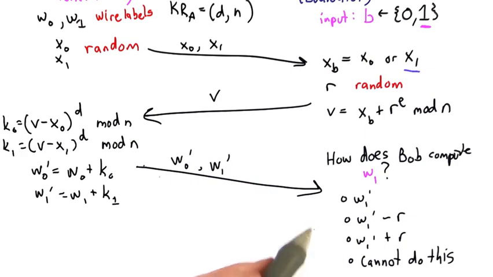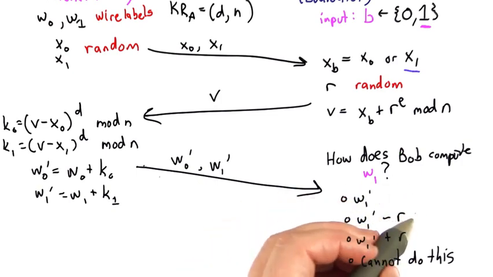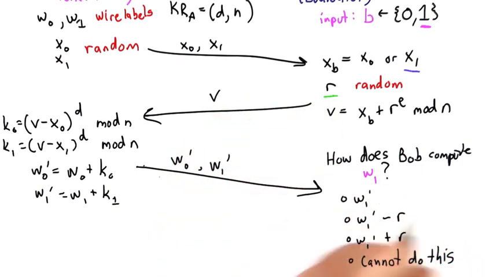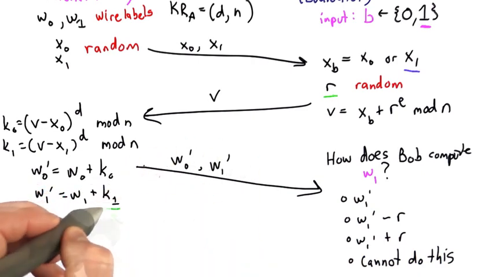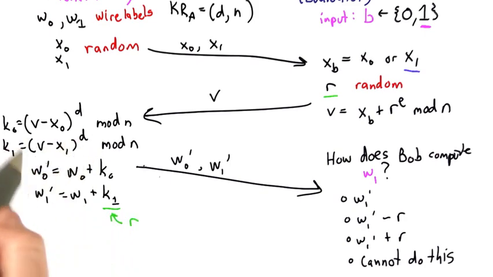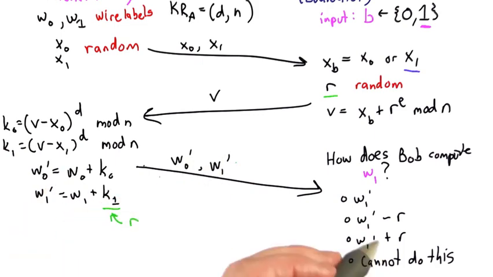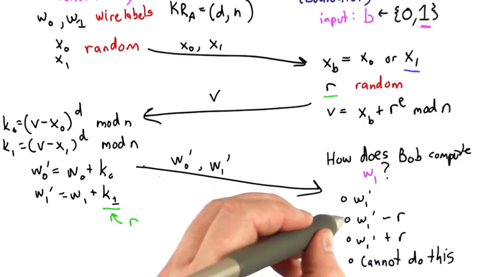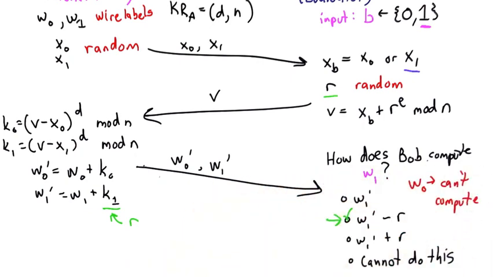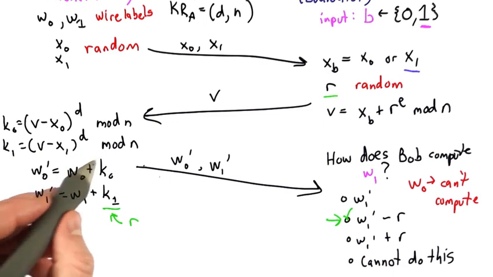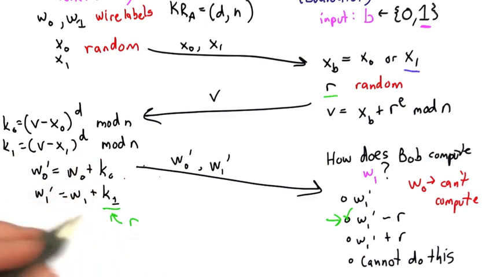These are the choices. Is it possible for Bob to now learn the value corresponding to Bob's input wire? And the answer is Bob can compute this because Bob knows r. Bob selected r. Bob has received these two, and the value of k1 is equal to r because that was the one that Bob sent back here. And so that means Bob can compute this. Subtracting r from w1 prime will give Bob the correct value of the wire label. Bob cannot compute w0 though, because the value used for k0 is meaningless and unknown to Bob.